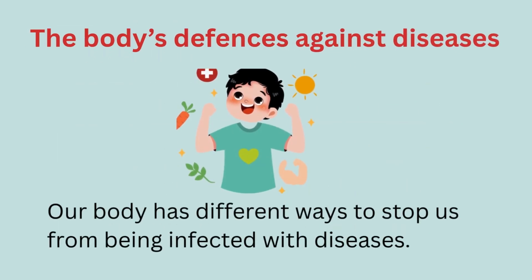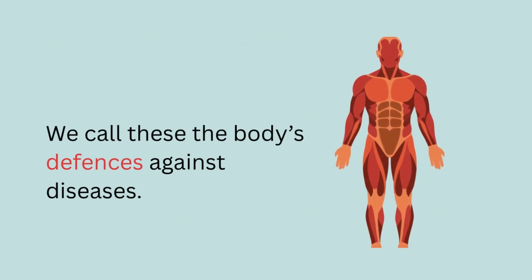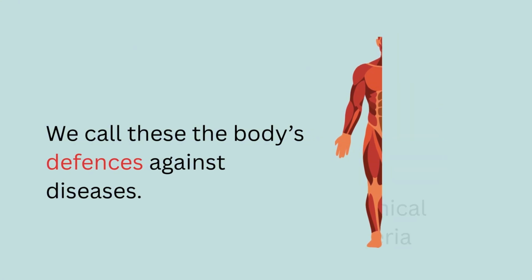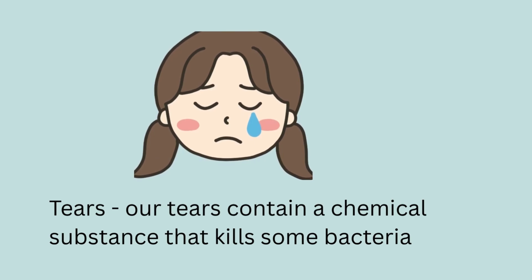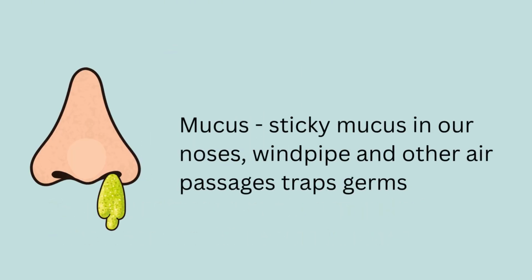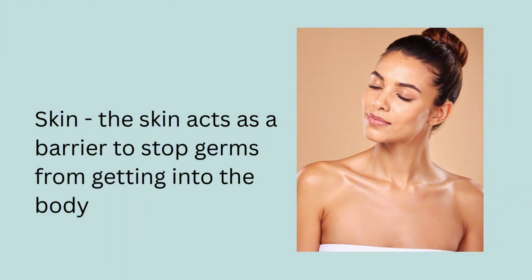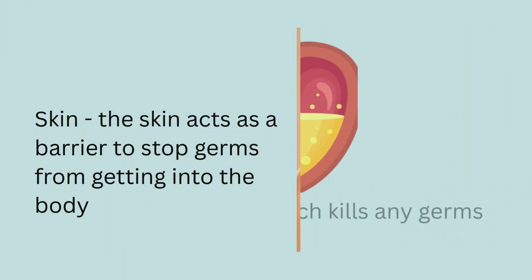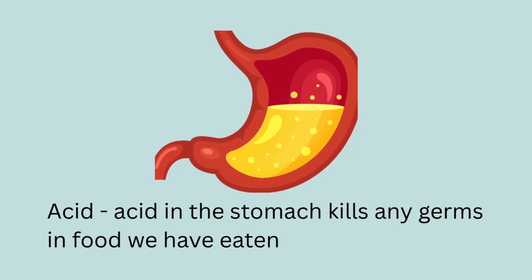The body's defenses against diseases. Our body has different ways to stop us from being infected with diseases. We call these the body's defenses against diseases. Tears. Our tears contain a chemical substance that kills some bacteria. Mucus. Sticky mucus in our noses, windpipe, and other air passages traps germs. Skin. The skin acts as a barrier to stop germs from getting into the body. Acid. Acid in the stomach kills any germs in food we have eaten.